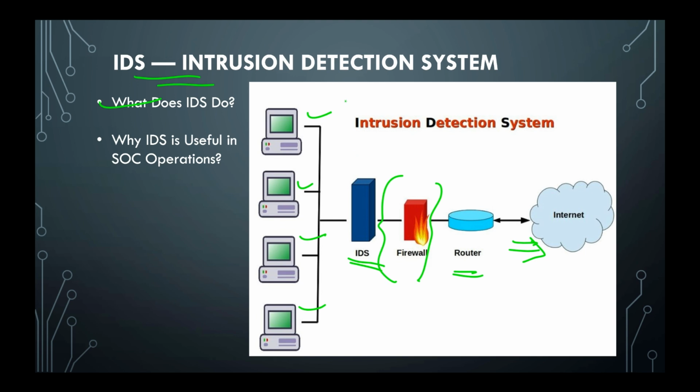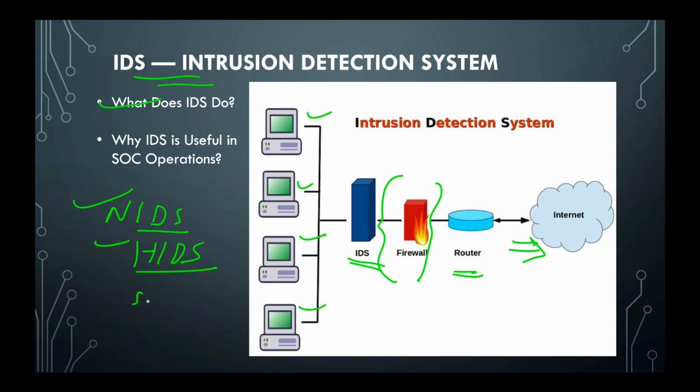So what types of IDS are available? NIDS, network-based IDS, monitors network traffic looking for suspicious patterns or malicious payloads. Then next we have HIDS, host-based IDS. It keeps an eye on what is happening inside a specific device like a laptop, server, or workstation.